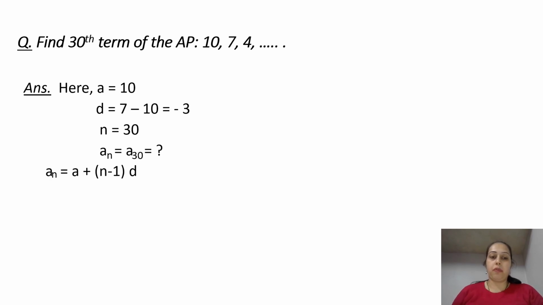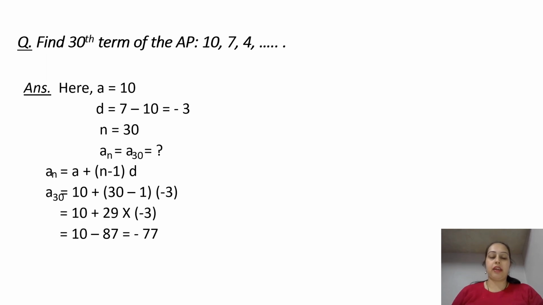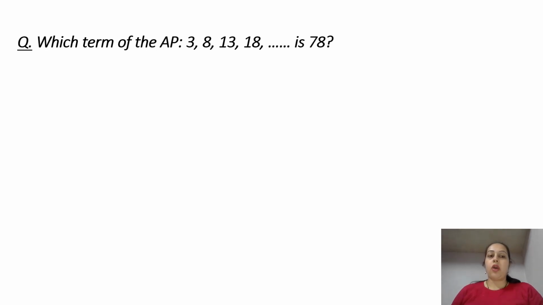So let's use the formula. an is equal to a plus (n minus 1)d. So a30 will be equal to 10 plus (30 minus 1) into minus 3. Solving this, we get an answer of minus 77. Let's see another type of question. Which term of the AP 3, 8, 13, 18, and so on is 78?